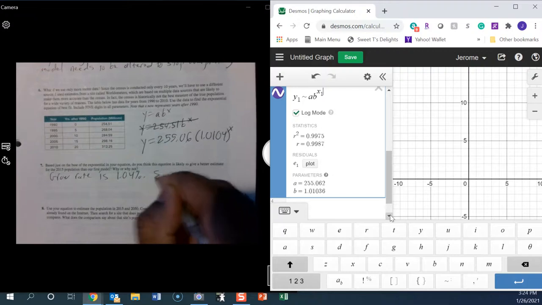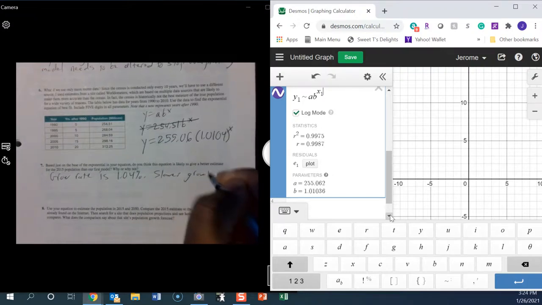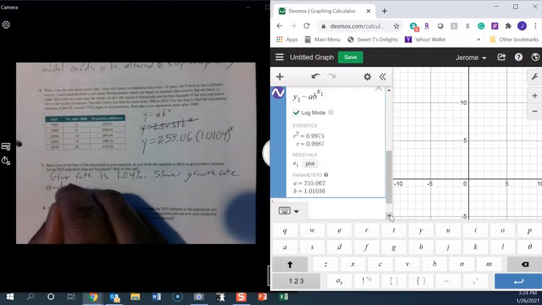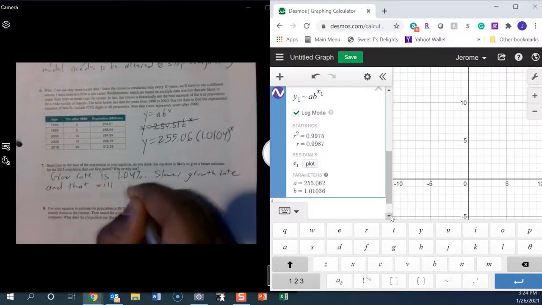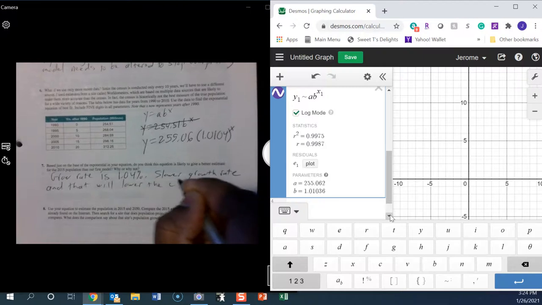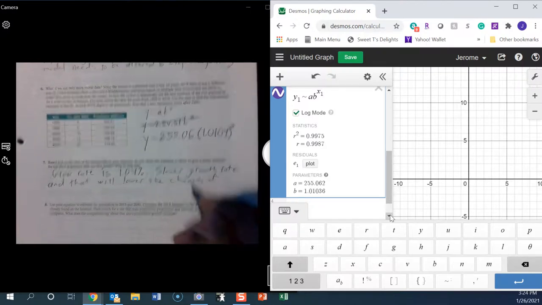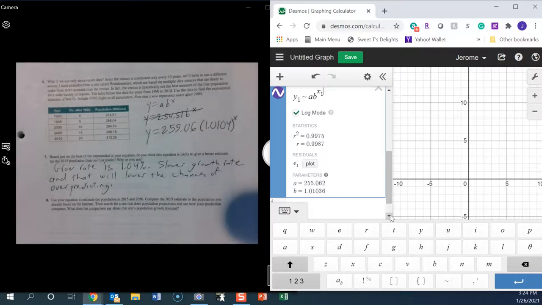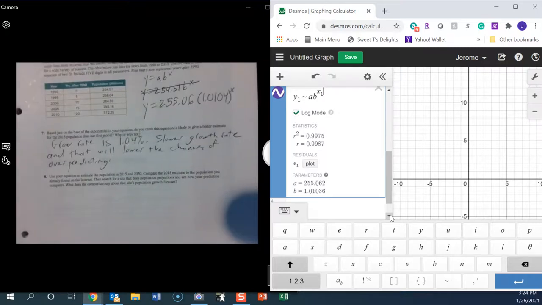So we have a slower growth rate, and that will lower the chances of over predicting. Now it says use your equation to estimate the population in 2015 and 2050. Compare the 2015 estimate to the population you already found on the internet. Then search for a site that does population projections and see how your prediction compares.